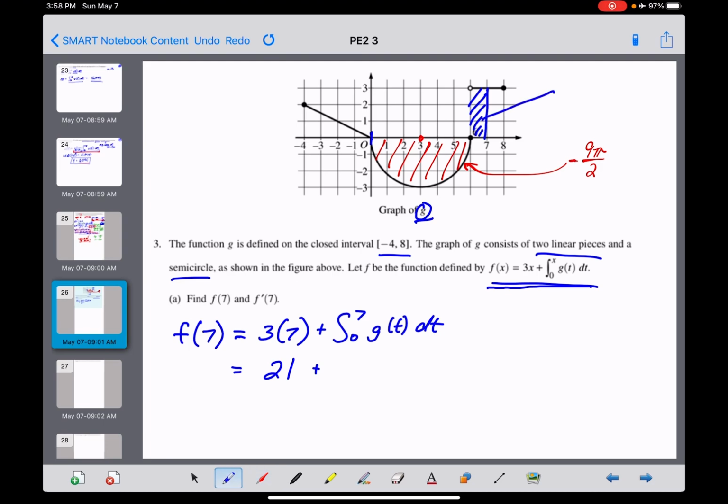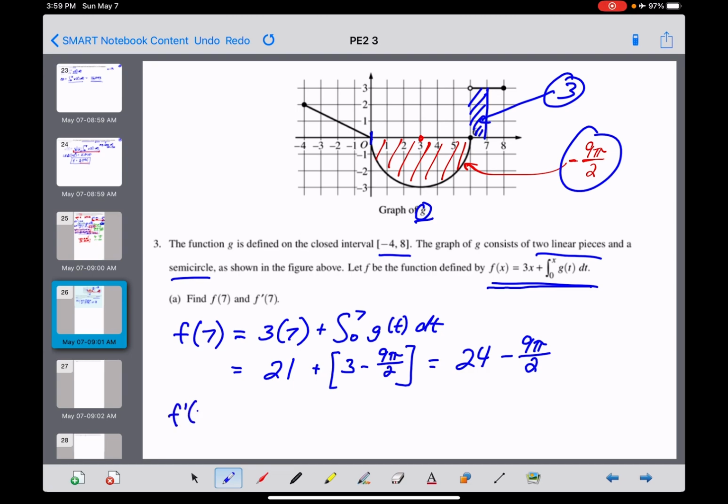And then right here, the area of that rectangle is going to be 3. So let's put those two together now, and that's going to get us the value of this integral of 3 minus 9 pi over 2. And then we'll simplify that as best we can, but there's not much you can do there. 24 minus 9 pi over 2. And that's what we've got there for the value of f of 7.